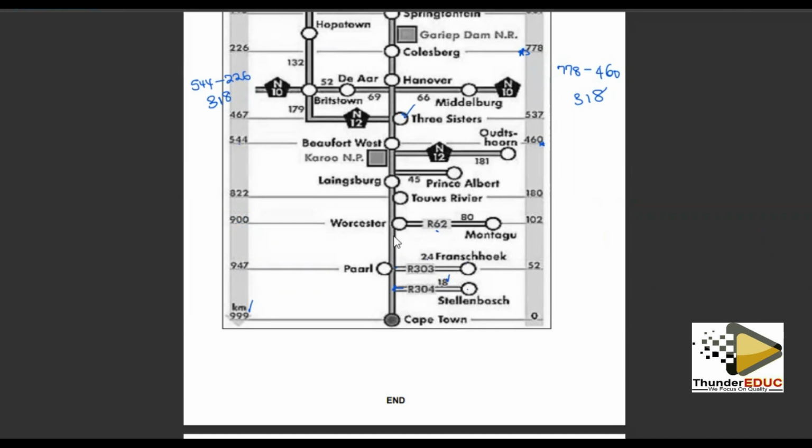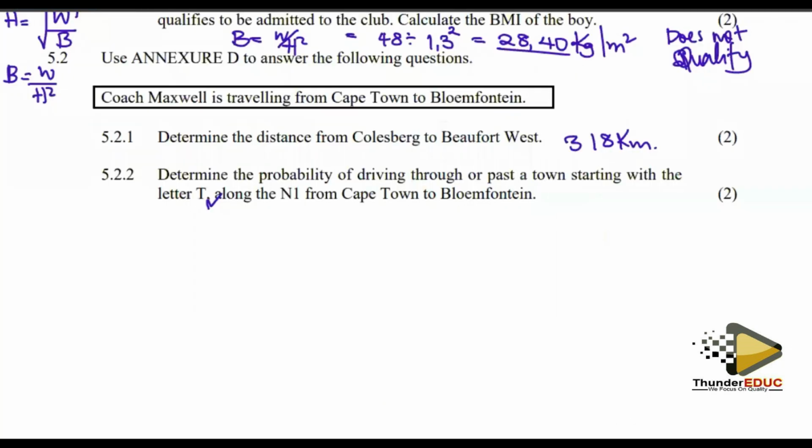Oh, whoa. We also have this one here. Sorry, there are 2. We have Three Sisters and we have the Tulbagh River out of 9. So the answer here becomes there are 2 towns out of the 9. So this is the answer, the probability.